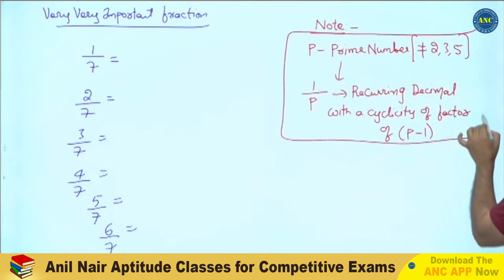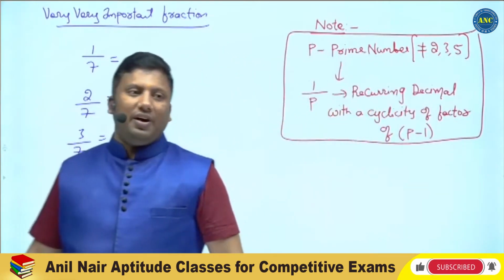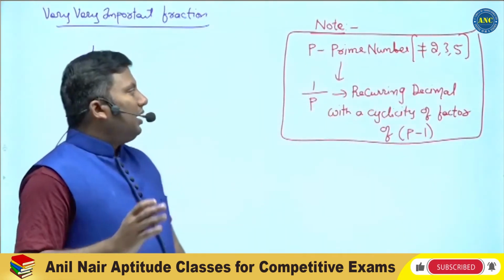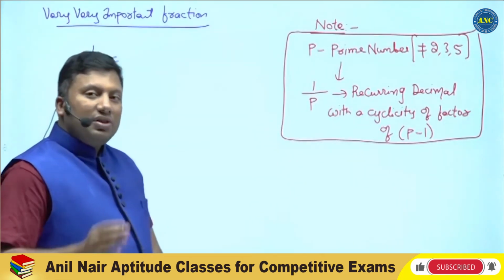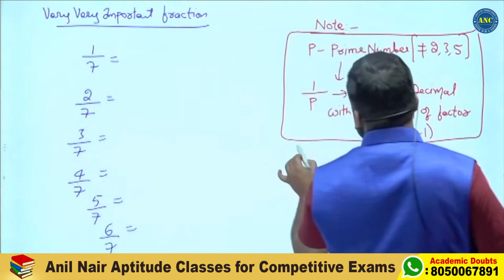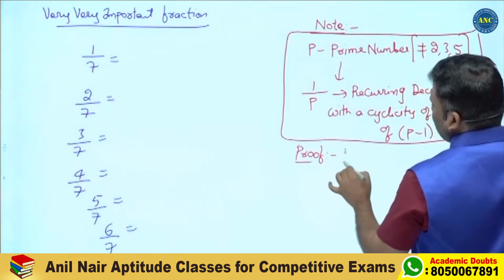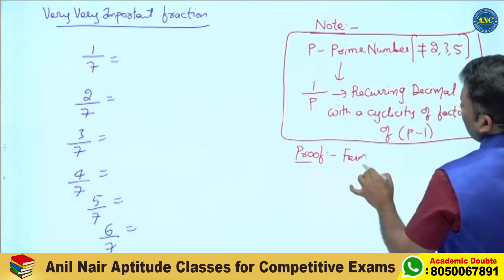If P is a prime number, P not equivalent to 2, 3, 5, then 1 by P is a recurring decimal with a cyclicity of factor of P minus 1. What is the proof behind this concept? Proof behind this concept is derived from Fermat's little theorem.